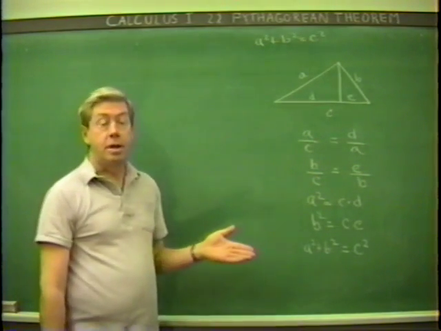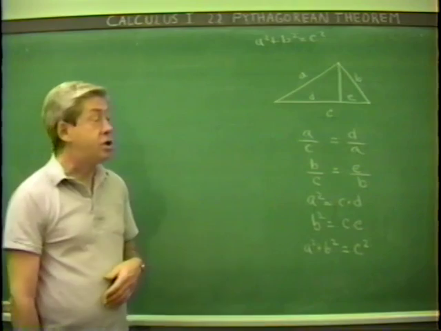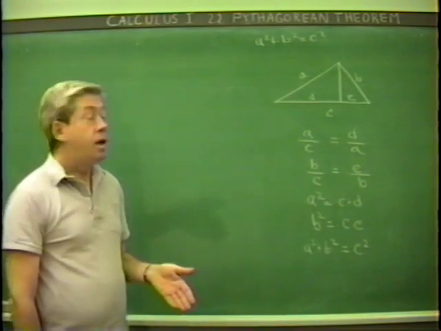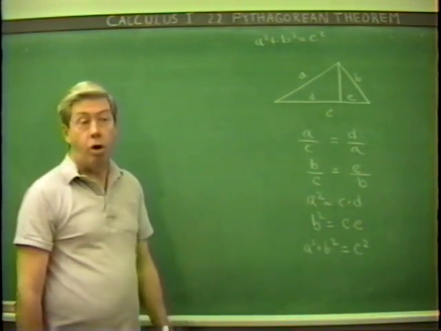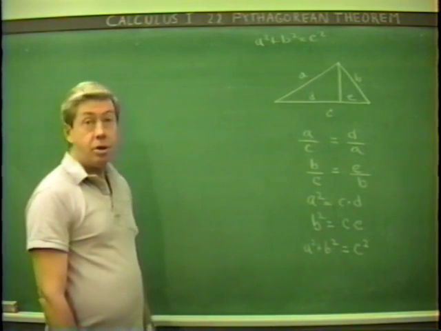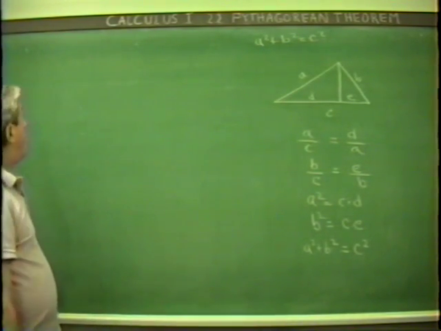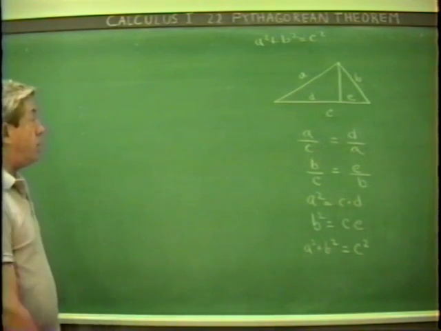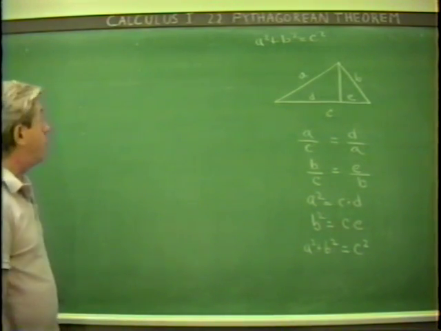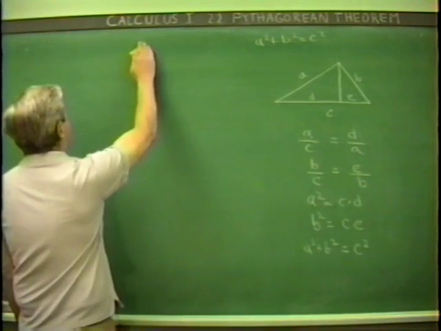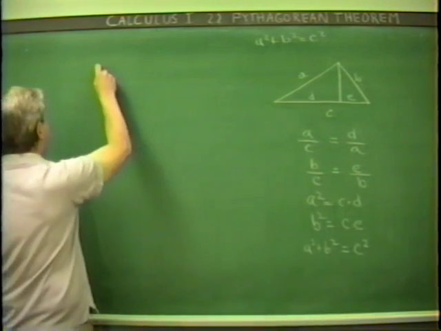This proof is clearly not the proof that was known to Pythagoras or to any of the people that worked with this before algebra was discovered or invented. I want to show you a couple of other ways of seeing that the Pythagorean theorem holds. The first uses a little algebra.